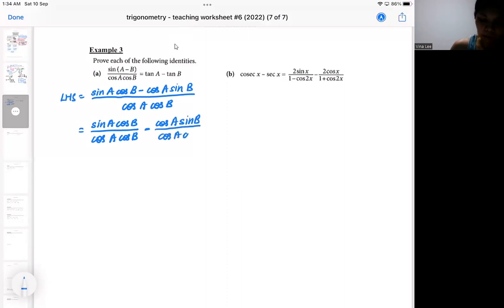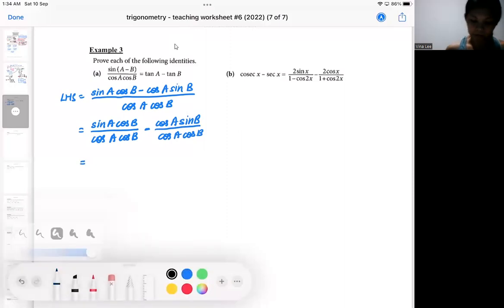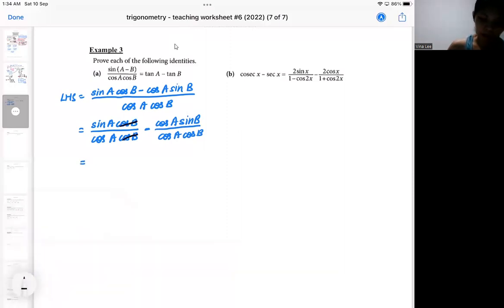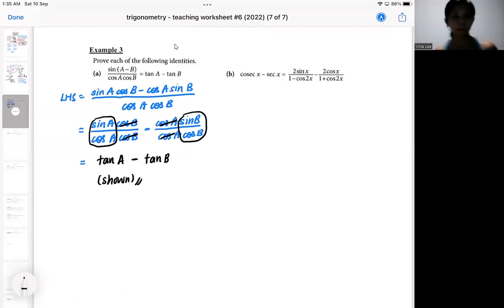So as you split them out, you realize that there are some cancellations. Cosine B is cancelled. This is tangent A. Cosine A is cancelled. This is tangent B. So this one is quite easily proved by using an addition formula.